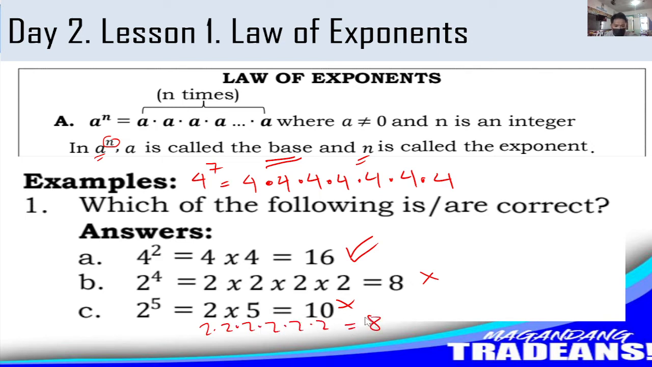No? 2 times 2 is 4. 8, 16, 32, 64. That is 64. So, the correct answer is 64. So, X po si letter C. Si A lang po yung tama dyan. Okay? So, nakakuha din ba kayo ng the same answer sa akin? Ang tama is A, ang B and C is mali. Okay, next, let's continue.